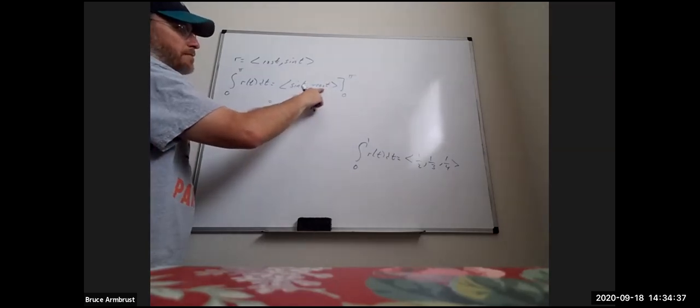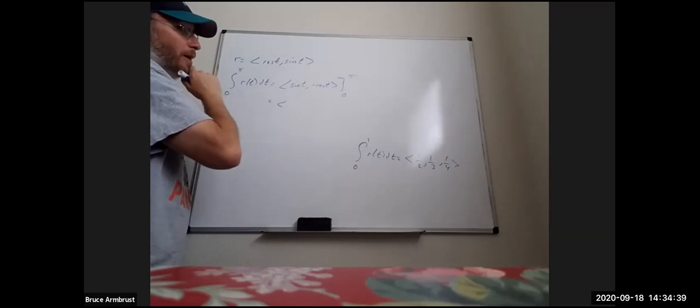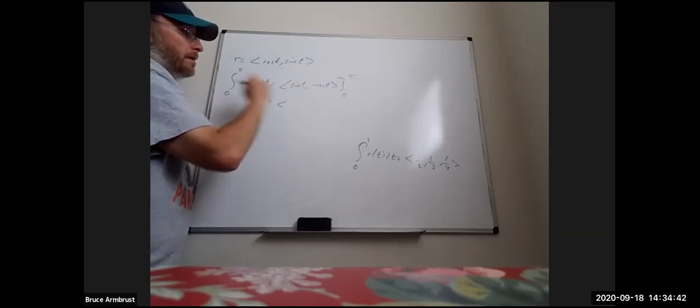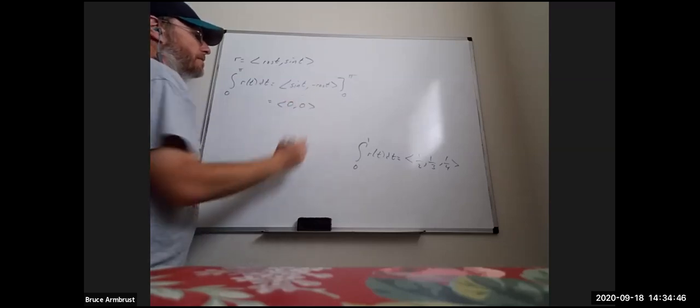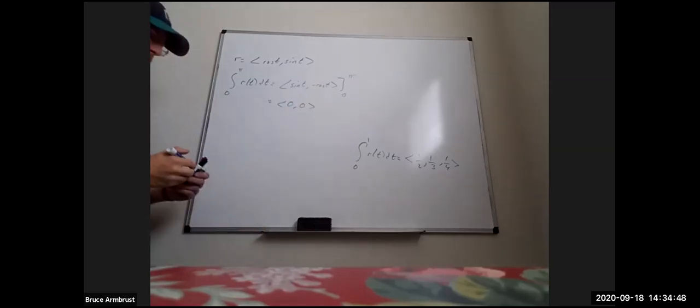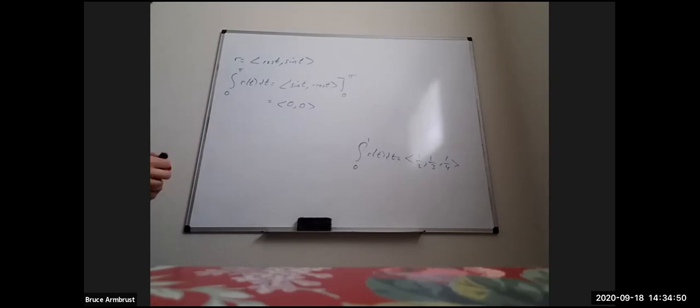Cosine of pi is -1. So negative negative 1 is 1. Cosine of 0 is 1. 1 minus 1 is 0. All right, so we just integrated from 0 to pi, and we got the 0 vector.